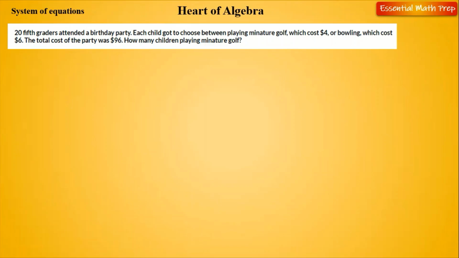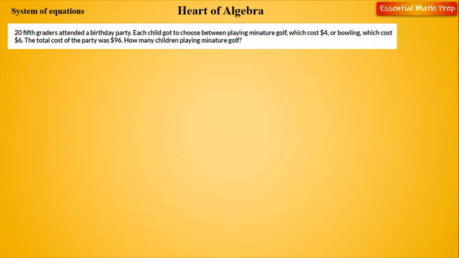Are you assigning X and Y to the fifth graders because they played different games? Are you going to assign X and Y to golf and bowling? Are you going to assign X and Y to the $4 and the $6, which is the cost of playing the game? Think about it for a second and then proceed. If you're still confused, continue watching the video.